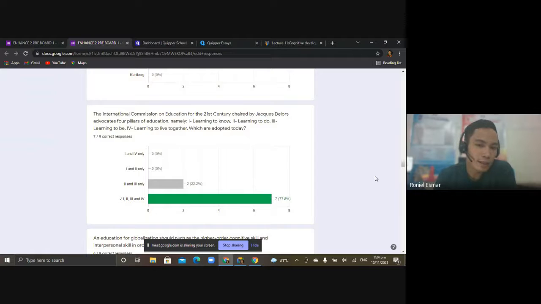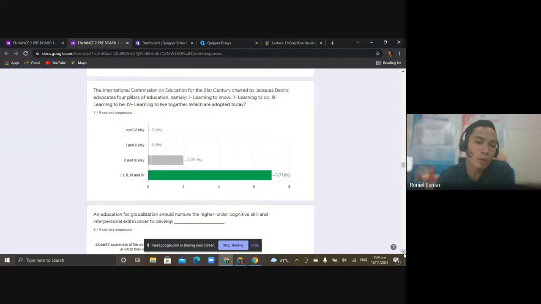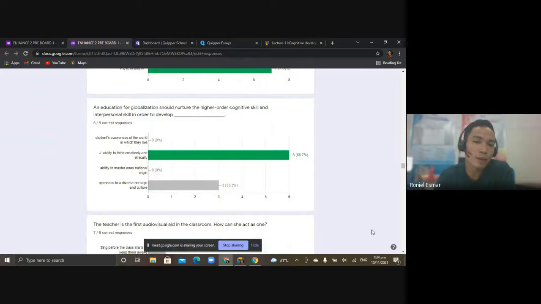Well, all of these four pillars are being practiced or adapted by all of the educational systems under UNESCO today. So the correct answer for this item is option number 4. We include all of the four pillars of education in our teaching practices.